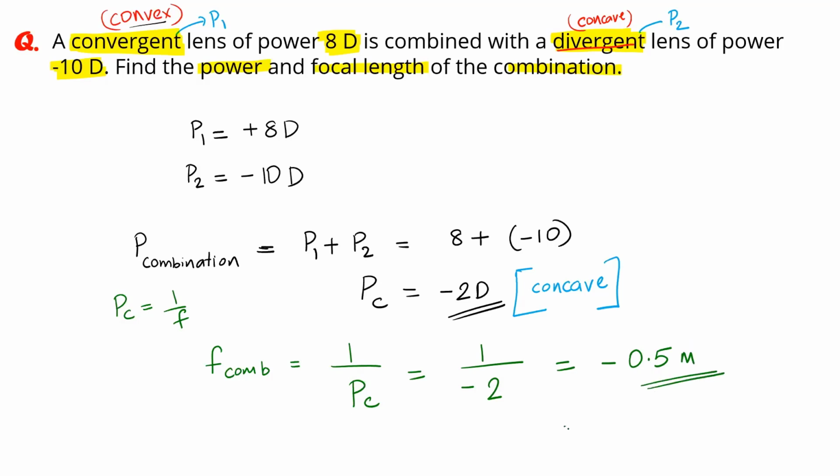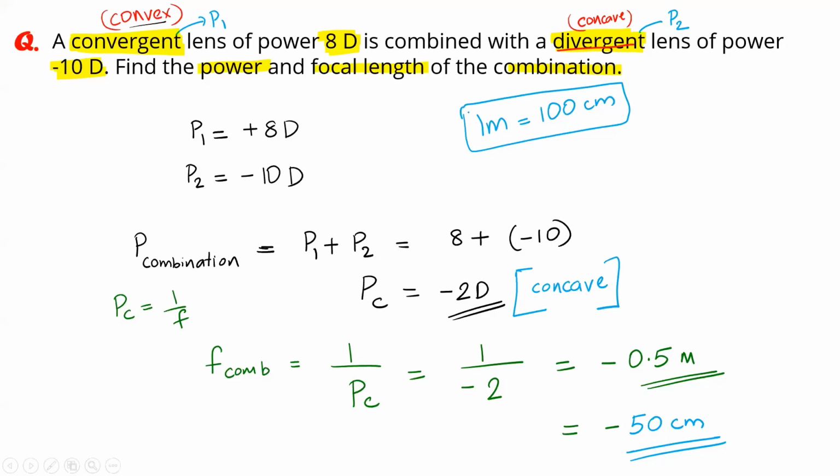Write it down. If I want to convert into centimeter, meter into centimeter, multiply by 100. 100 into 0.5, you will get 50 centimeter. So in centimeter, it will be 50 centimeter. Don't say divide by 100, it is multiply. If you don't know, write this also: 1 meter is equal to 100 centimeter. If I ask the reverse, convert centimeter to meter, you should divide. But meter to centimeter, you should multiply by 100.